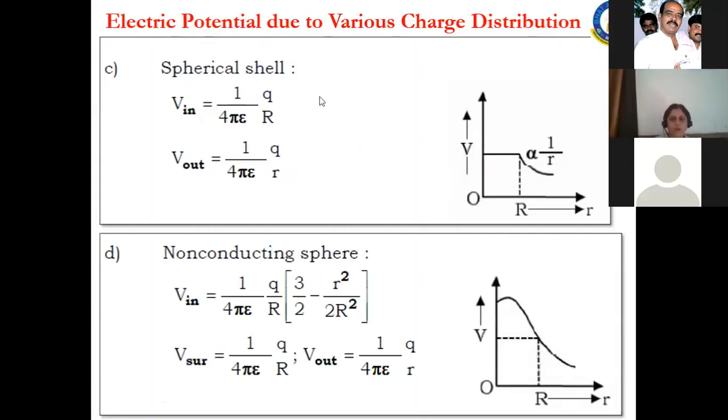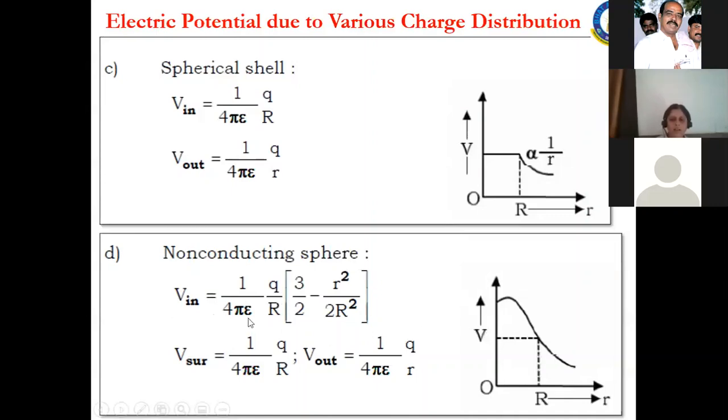So we'll move on to the next type of object, that is the non-conducting sphere. In case of a sphere, V inside the sphere is given by the formula 1 by 4 pi epsilon naught, Q by R, into (3 by 2 minus r square by 2 R square). We are not going into the derivation of all this. We are just looking at the formulas and how V varies.